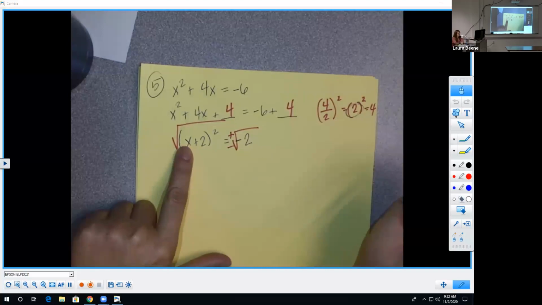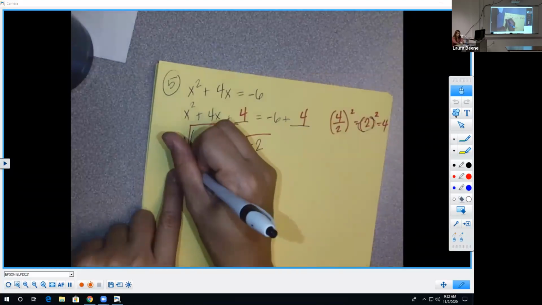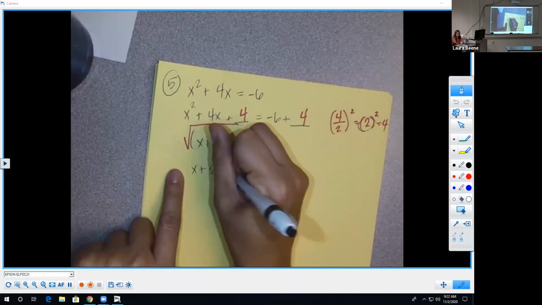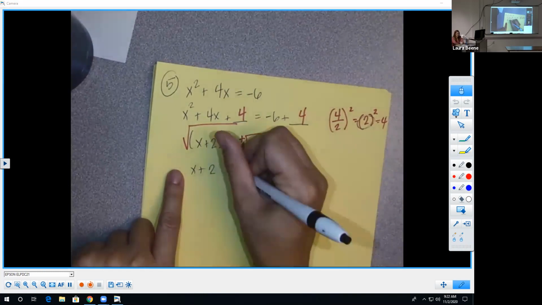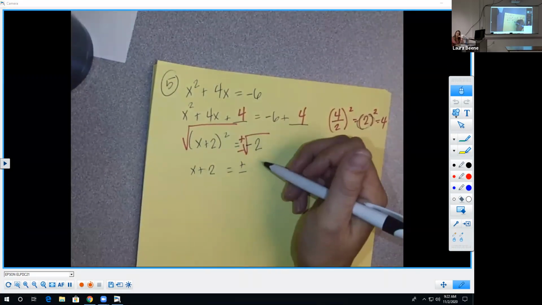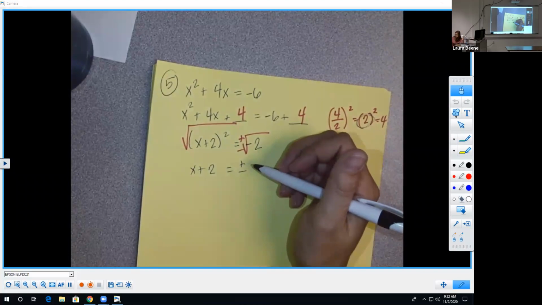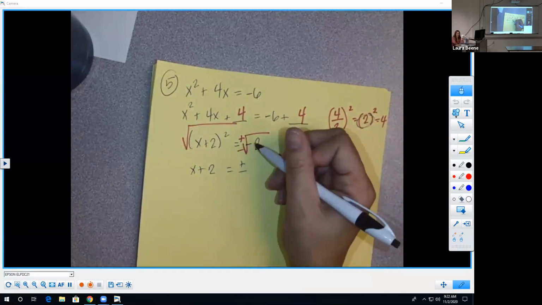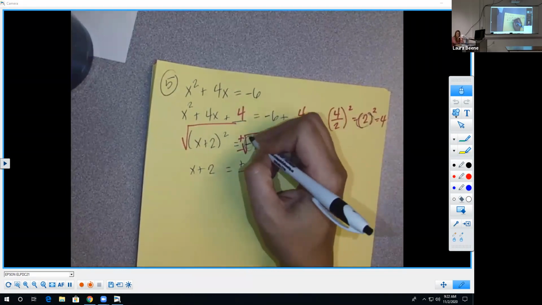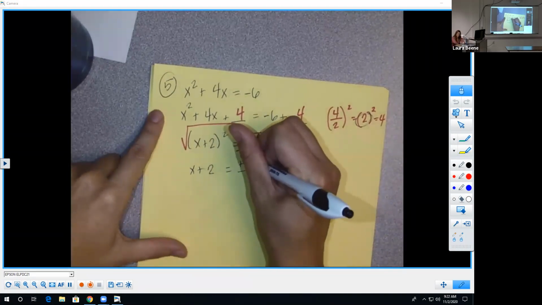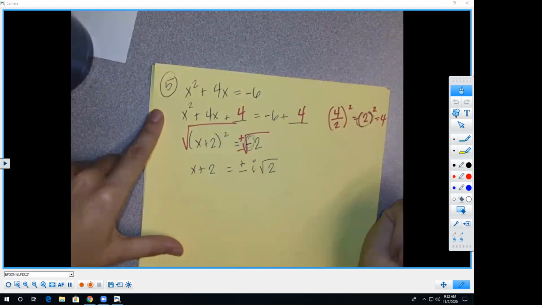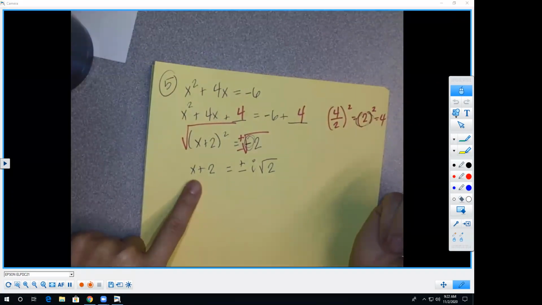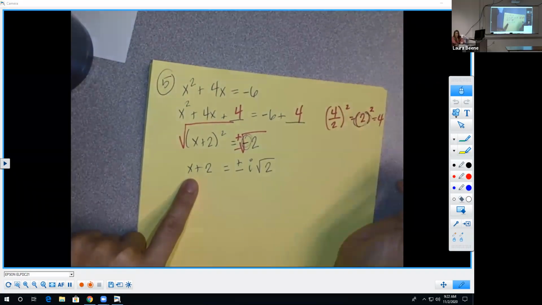On the left-hand side, the square root of x plus 2 squared is just x plus 2. On the right-hand side, it's plus or minus the square root of -2. Can I break it down or take anything out? You can take out an i, because it's a negative on the inside, so you can take the negative out as an i. So i square root of 2. You have to leave the 2 on the inside because there aren't two 2's to pull out.